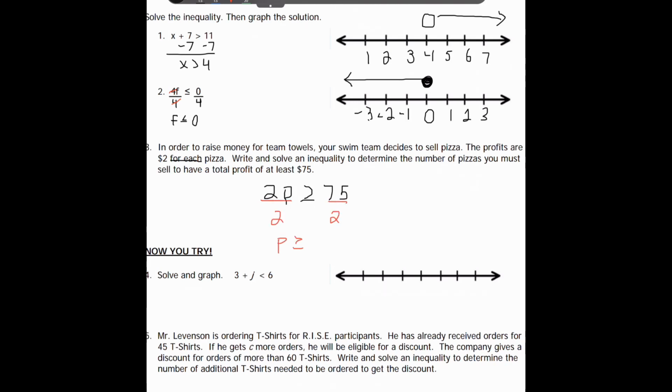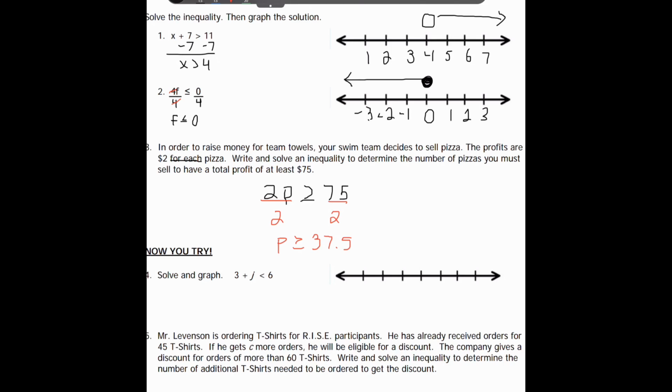P is greater than or equal to 75 divided by 2. I'm going to use some mental math: it's 37.5. If you needed to do the division on the side, that's fine. So P must be greater than or equal to 37.5. Remember what P stands for. It's pizza.